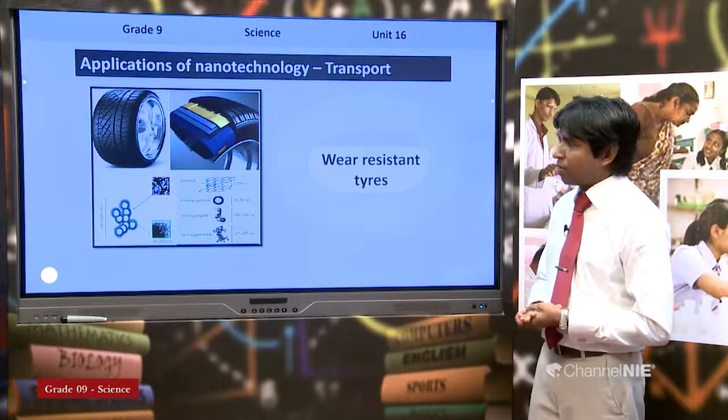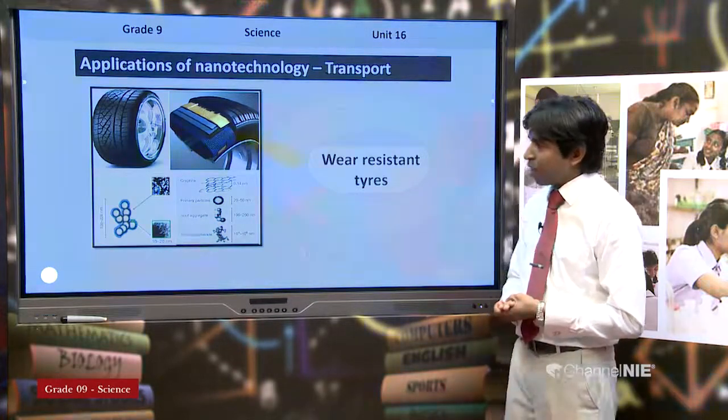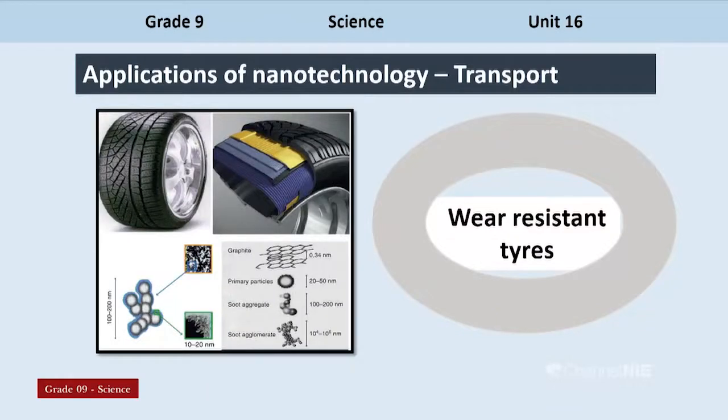And you can see that in transport, again, nano tires. These nano tires are long lasting, with high durability and resistance to wear and tear, and again you can see there are several layers. Graphene is again used in the production of nano tires.